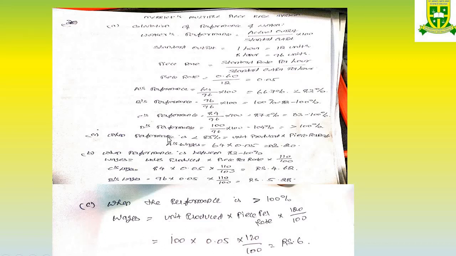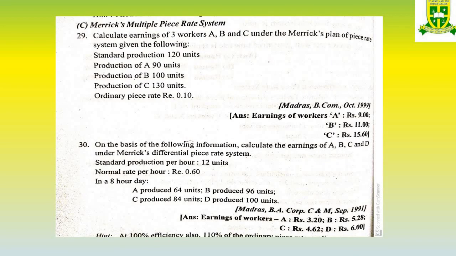Now the last performance, which is more than 100, is D. So for him, what is the wage to be paid? Units produced into piece rate into 120 by 100. What is the units produced by D? 100. So 100 into 0.05 into 120 by 100, which is 6. So these are the wages paid for the 4 employees.